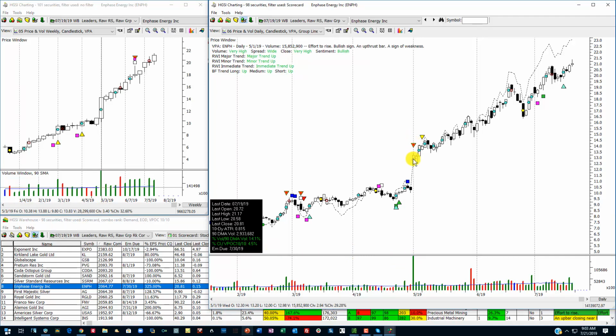And this is 5/1. Here it is. It's a gap up on the daily chart, and that must have been after earnings. Effort to rise. It never did challenge the gap, and this stock has taken off.